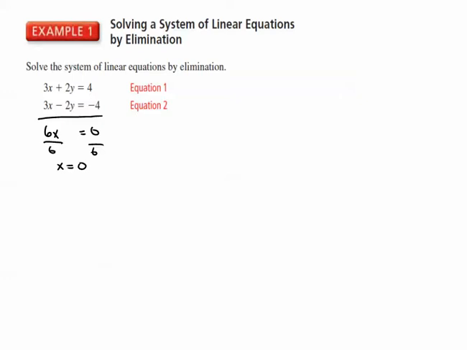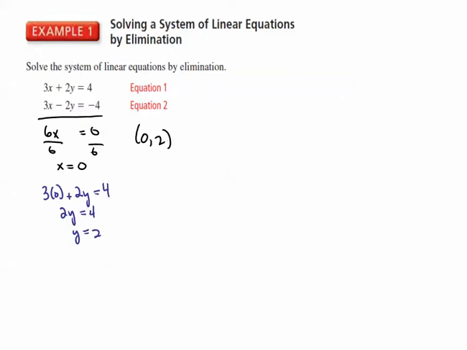Then I'm going to take that value and plug it into either equation, but I'll use the first one just so that it's easy to remember. We'll plug in x equals 0 and solve for y. So we get 2y is equal to 4, or y is equal to 2. And so now we have a solution of x is 0 and y is 2.